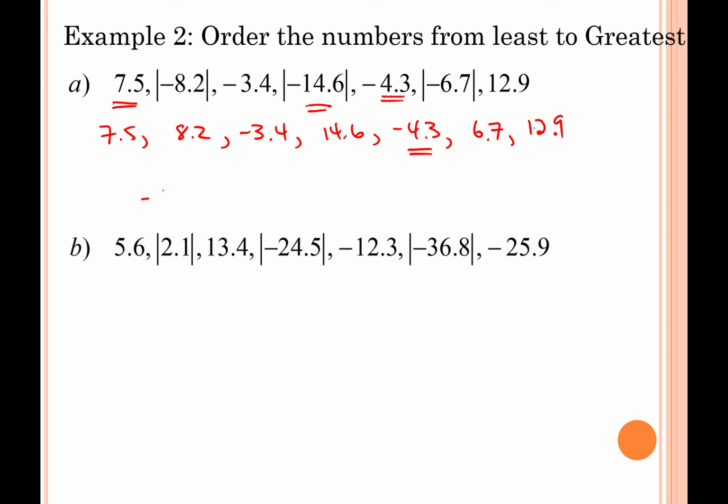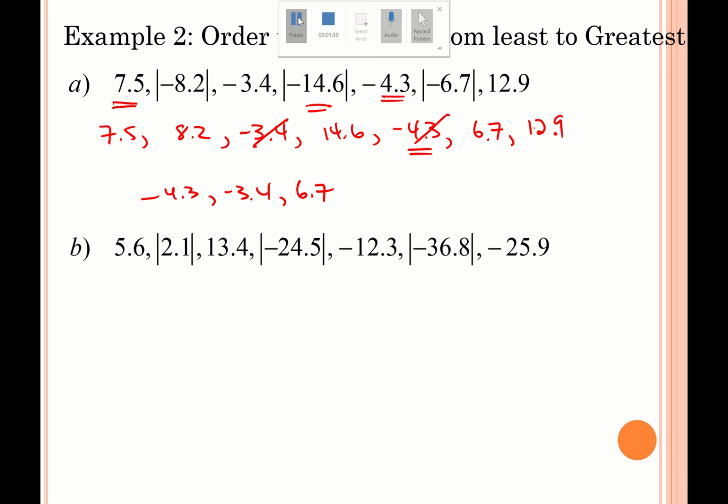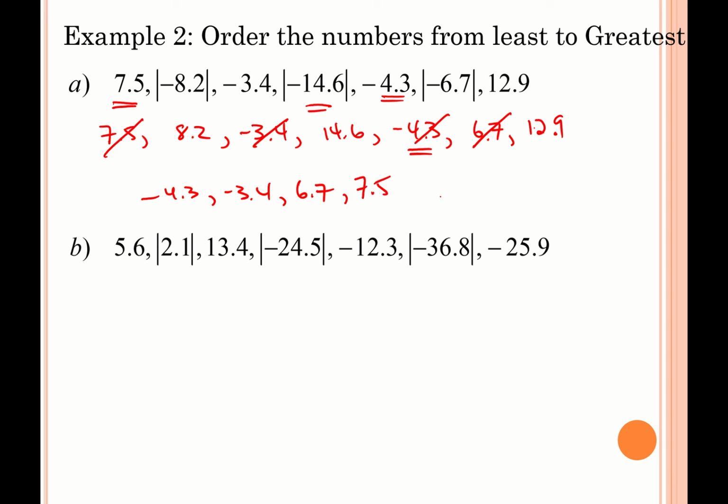This is negative, so negative 4.3. Next one would be negative 3.4. After that, these two are gone. After that, you have 6.7. And then afterwards, you have 7.5. And then 8.2. And 12.9. And then 14.6.